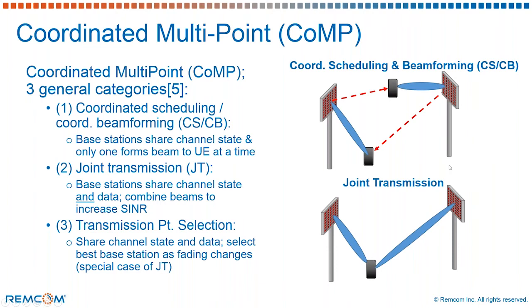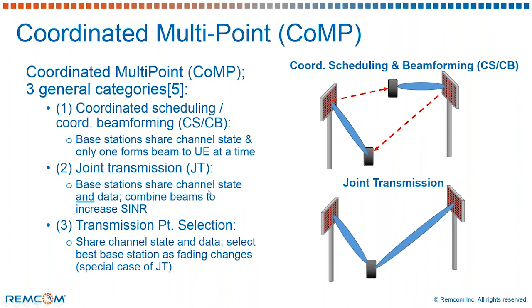Another technology that comes into play as we consider MIMO technologies is coordinated multipoint. There are 3 general categories of coordinated multipoint. The first is coordinated scheduling and coordinated beamforming, shown to the top right. This is simply ensuring that the base stations share enough channel state information so that they can ensure that only one base station is forming a beam to a device at a time. That way they don't end up forming different beams at the same time that interfere with each other.